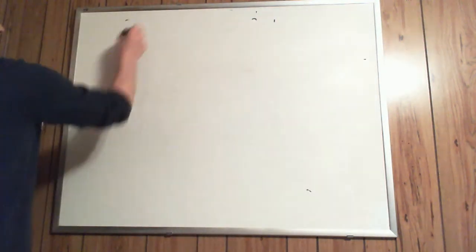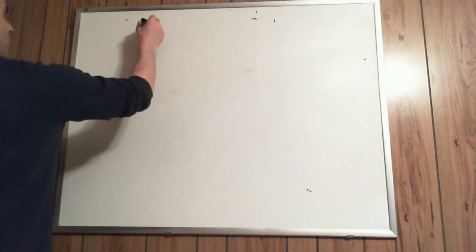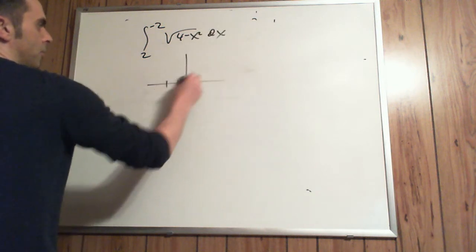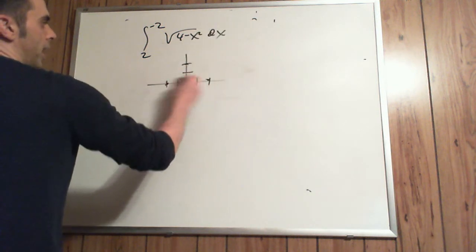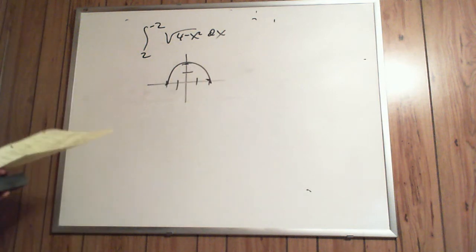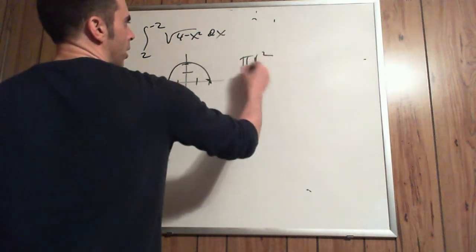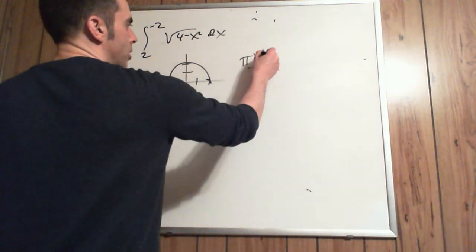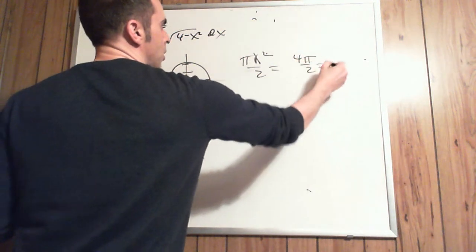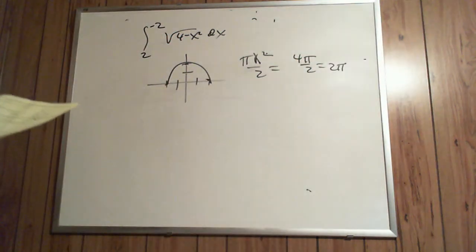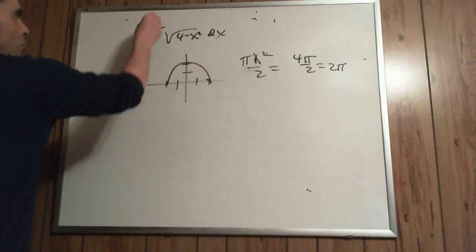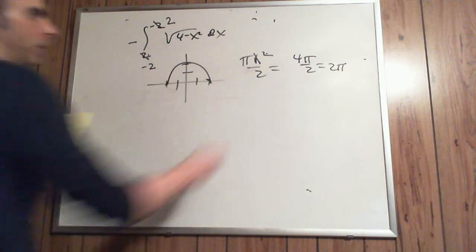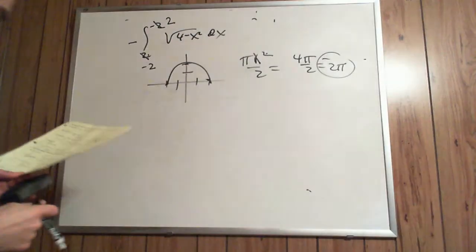Part B is just something to be careful of. You're integrating again from a higher number to a lower number. So we know that this is a graph of a semicircle of radius 2. Therefore, pi r squared over 2 is the area of a semicircle. The radius is 2, 2 squared is 4, that's 4 pi over 2, or 2 pi. But it's not 2 pi, because you're going from a higher to a lower limit, so you need to reverse the limits of integration, and we put the negative in front, so that would now be -2 pi.